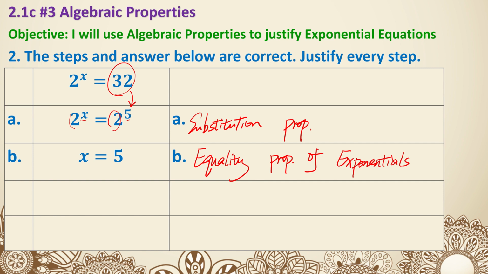It only has 2 steps. The first step is substitution. You just replace the 32 with 2 to the 5th power. And as soon as they have the same bases, then you can just get rid of the bases and conclude that the exponents have to be the same. And that is the equality property of exponentials. Now example 3.